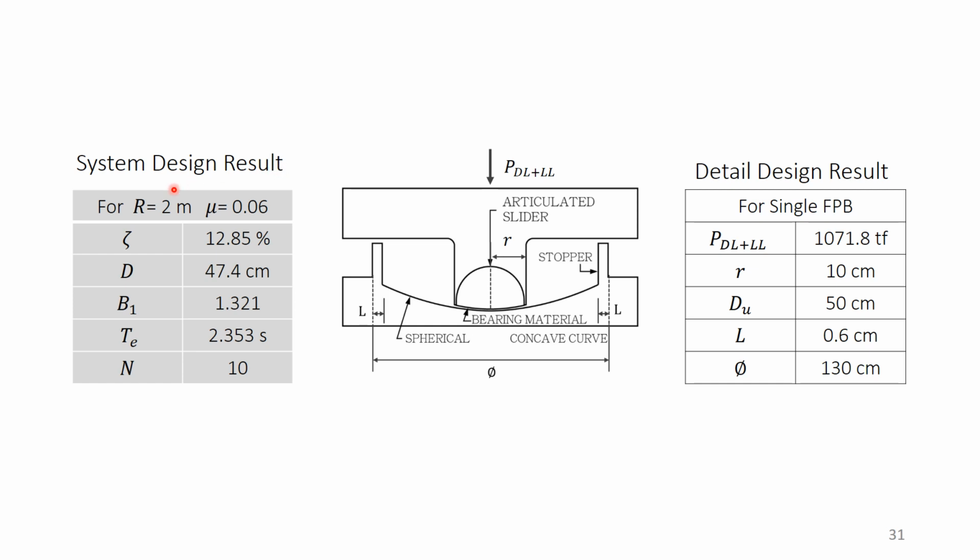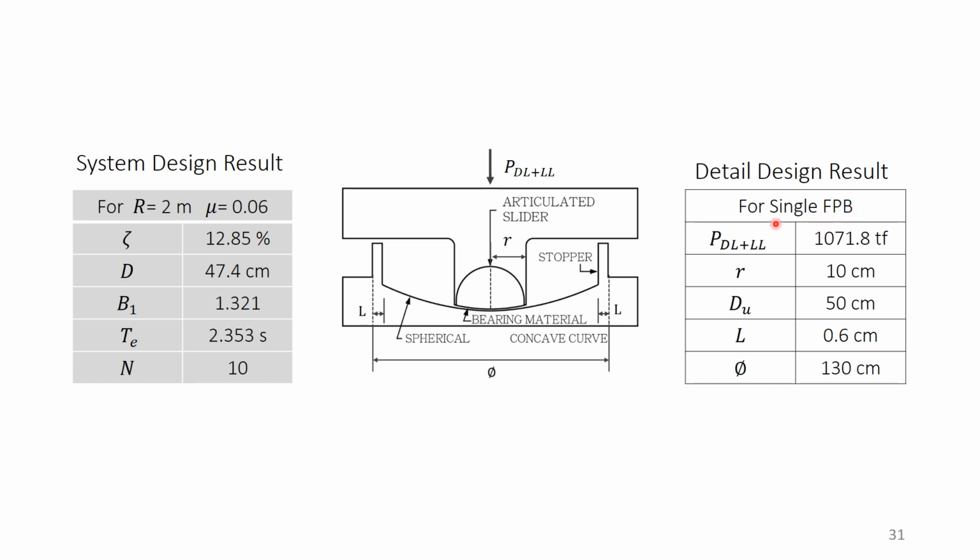For the system design result, we can see the damping ratio, the design displacement, the value of B1, and the period TE are determined, and the total number of friction pendulum bearings will be 10 for Datun Elementary School. The right side shows the detailed design result for a single FPB.